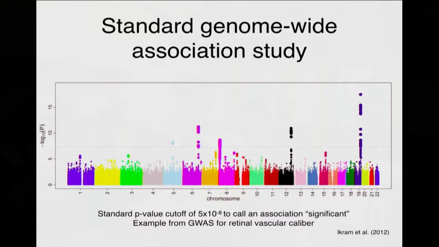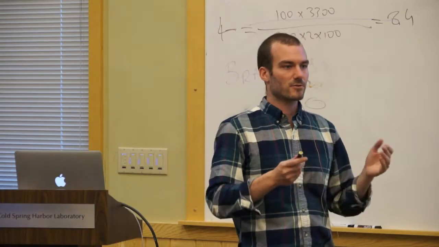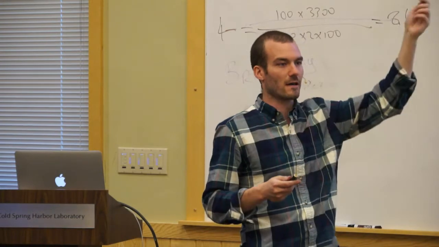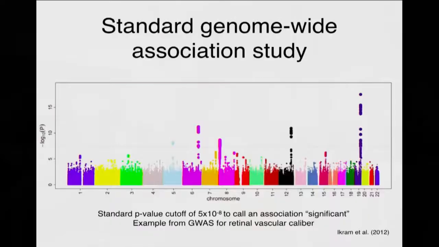And the standard way to call this is you look at a p-value of 5 times 10 to the minus 8th, that's this dotted line here, to call something significant. The reason that people have come to this conclusion of what seems like a fairly stringent statistical threshold is that a priori, you don't expect any of these to really be associated with the trait. And so you have a low prior on any given genetic variant, so you need strong evidence to convince you otherwise.